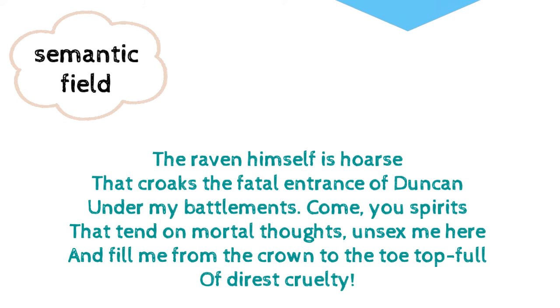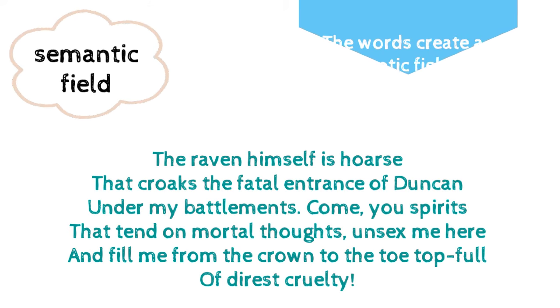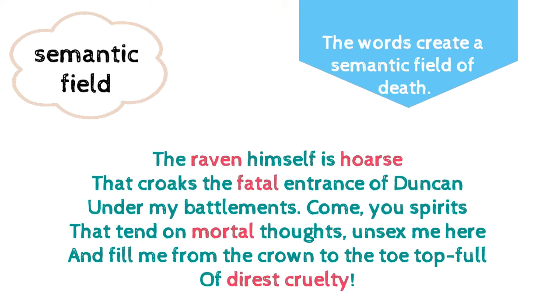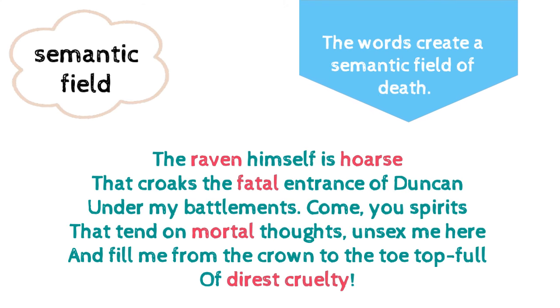The most obvious connection between many of the words is death. Words like raven, which is a symbol of bad omens or death, hoarse, relating to sickness, fatal, spirits, which relates to ghosts, mortal, meaning a person who can die, direst, which means the worst, and cruelty. Each of these words helps to create a semantic field of death, which helps to illustrate the character's murderous intentions to the audience.